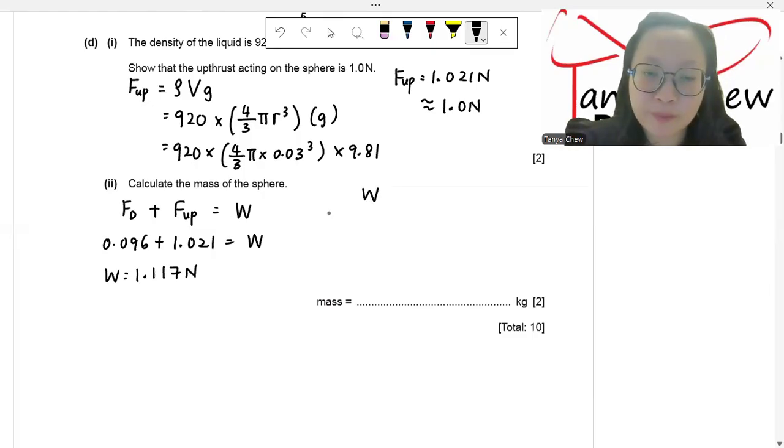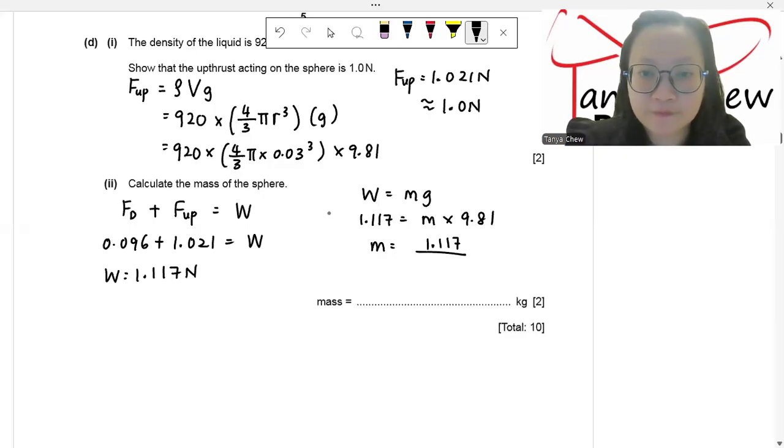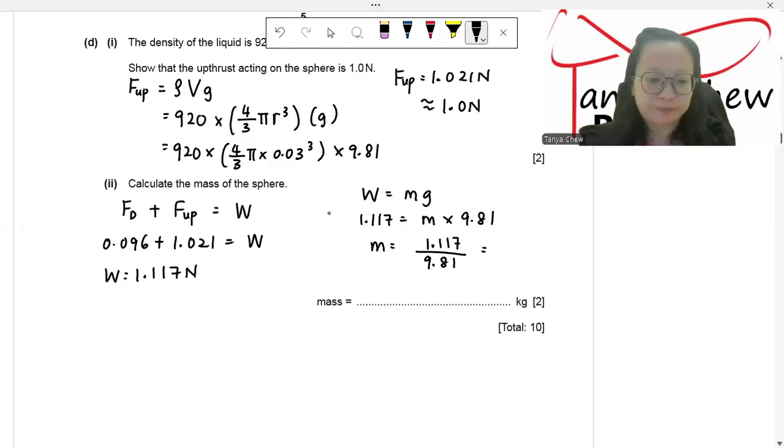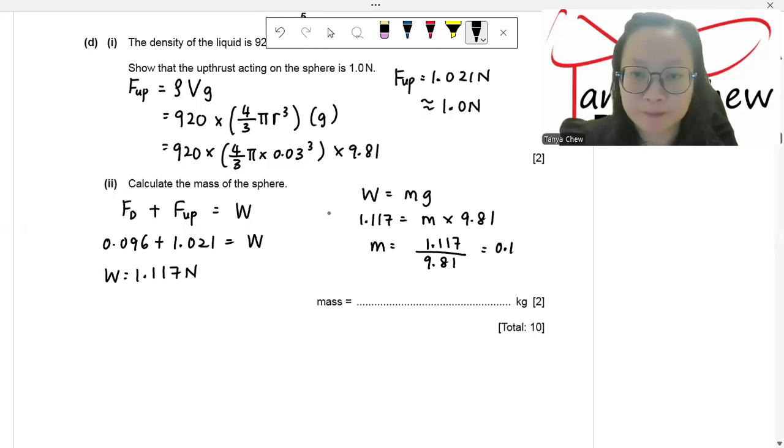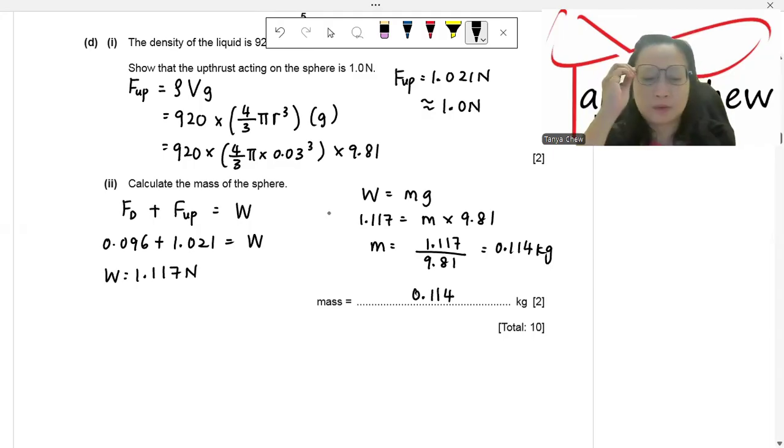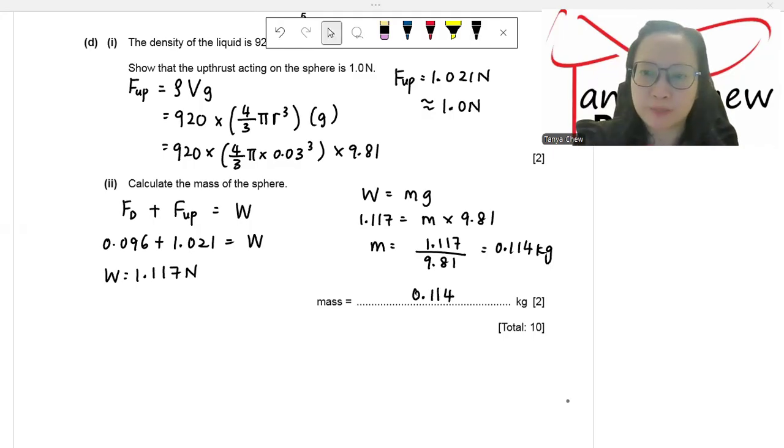But hey, you should remember W is equal to mg, where m represents the mass, g represents the gravitational acceleration. Since I have the value of weight is equal to mass times 9.81, mass is equal to 1.117 divided by 9.81. Let me do it. And my value is 0.114. I put it in terms of three significant figures. You can put it as 0.11, not a problem. Two significant figures is acceptable. So that is all about this question.